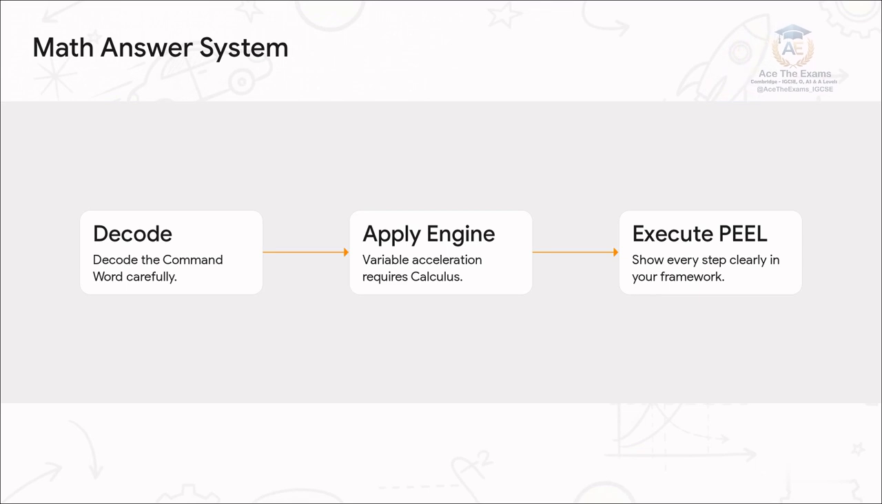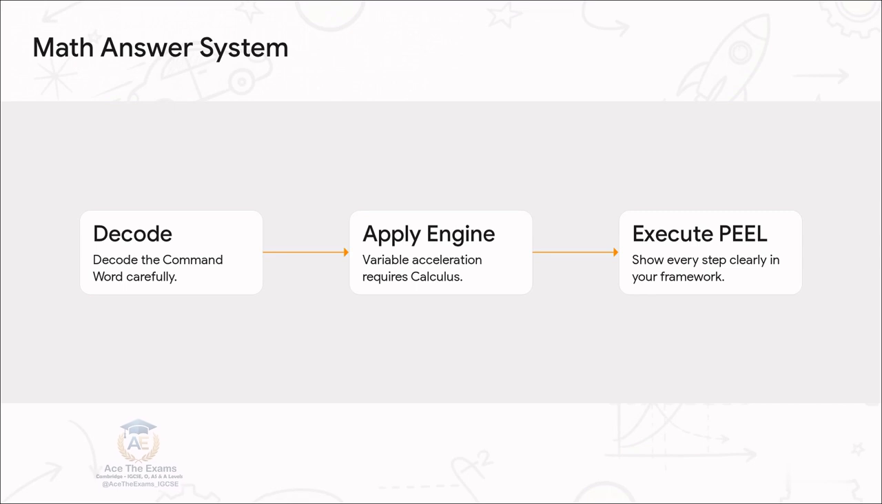Rule 1. Decode the command word. Before your pen even touches the paper to write a number, highlight the exact requirement. Are they asking for a time, a distance, or a velocity? Rule 2. Apply the engine. Scan the equation they gave you. If there is a t in the acceleration or a t in the velocity, you are dealing with variable acceleration, which means you must use calculus. Differentiate to move forward down the pipe, integrate to move backward.